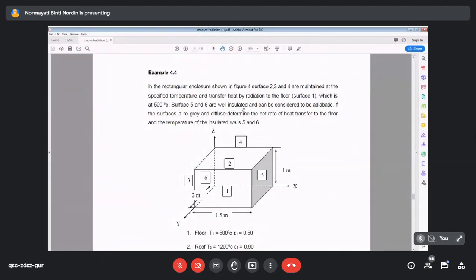So that is adiabatic, for surfaces 5 and 6. If the surfaces are grey, so the question says they are grey and diffuse. You need to determine the net rate of heat transfer to the floor, meaning Q dot 1 to the floor, and the temperature of the insulated walls 5 and 6. So that's the question.